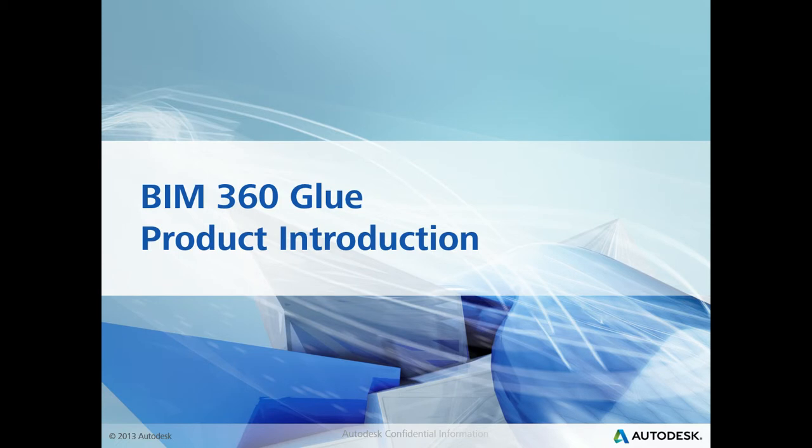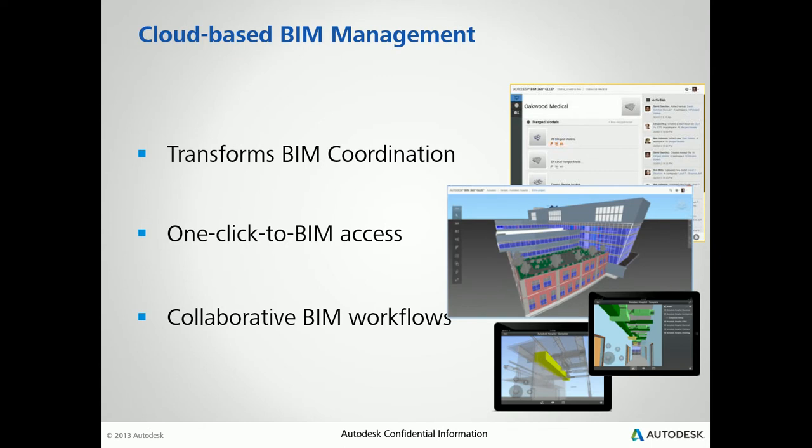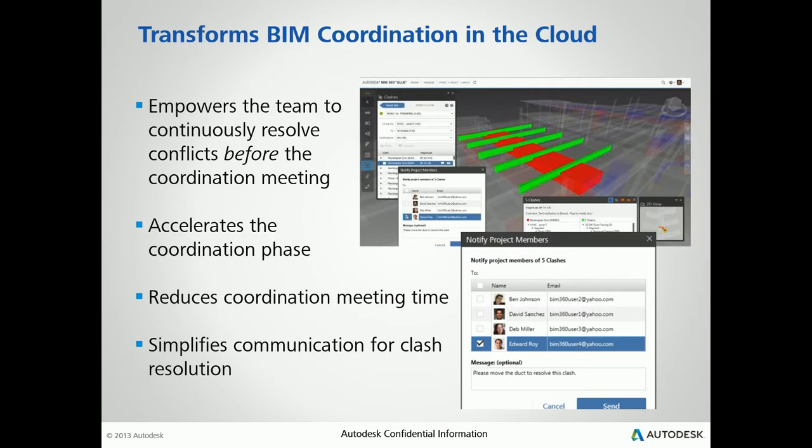Let's start with some product introduction for BIM 360 Glue. For this product we have three main points: transform BIM coordination, one-click BIM access, and collaborative BIM workflows. The first one is the idea that we can empower the team to continuously resolve conflicts before the coordination meeting. With that, we can accelerate the coordination phase, reduce the coordination meeting times, and simplify the communication for clash resolution.